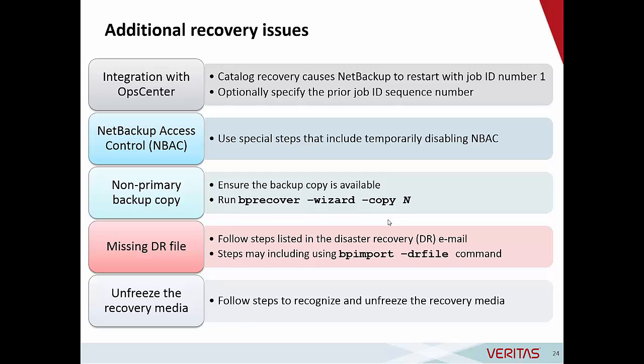If you're recovering from a non-primary backup copy, NetBackup assumes it's recovering from the primary copy, which is the first copy that's created, but maybe I had multiple copies and the primary copy was destroyed by whatever terrible disaster happened, but one of the secondary copies is still available, and that's what I want to use as the basis for my restore. It's easy, just specify the copy number in the bprecover command. Now, if I'm missing my disaster recovery file, we stressed the importance earlier in this lesson of having that file available at the DR site.